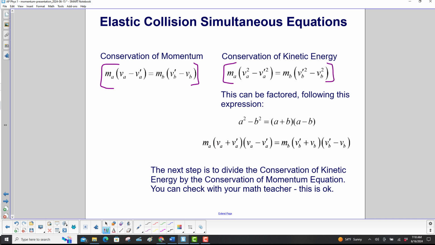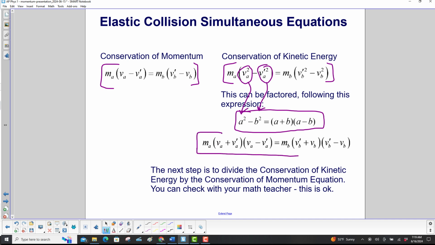This can be factored following this expression, right? A squared minus B squared is A plus B times A minus B. And let's show this. VA squared, that's this term. VA prime squared is this term. So we get MA times VA plus VA prime times VA minus VA prime. And on the right side, MB times VB prime plus VB times VB prime minus VB.